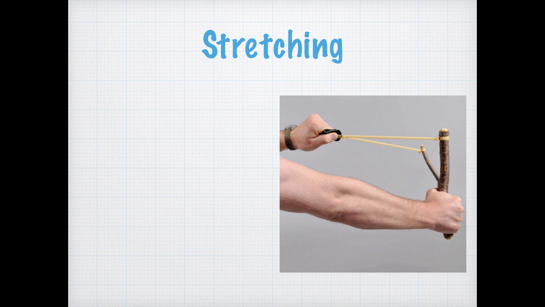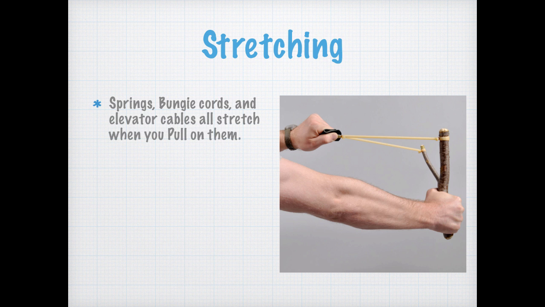All right, so next we're going to talk a little bit about stretching. So when we stretch something, we can use a spring, a bungee cord, or even things like elevators have long cables. Those steel cables in an elevator actually stretch when you pull on them. The amount of stretch is called the extension. So if we pull it a really long way, we have a long extension. If you pull a rubber band a short way, you have a short extension.